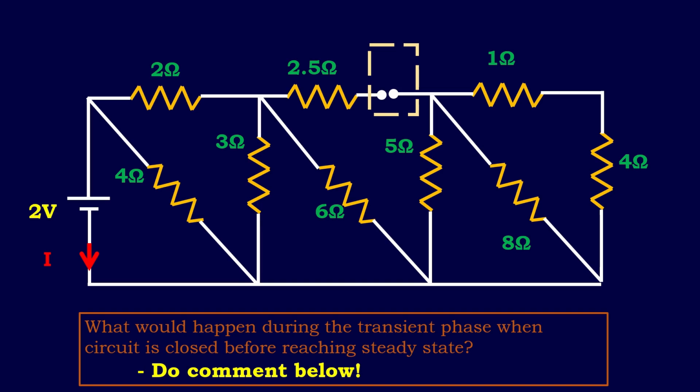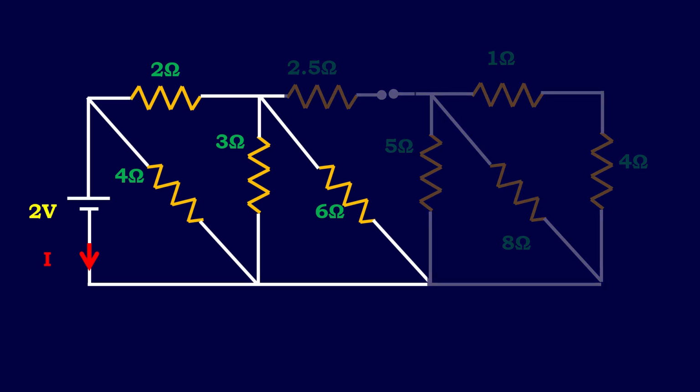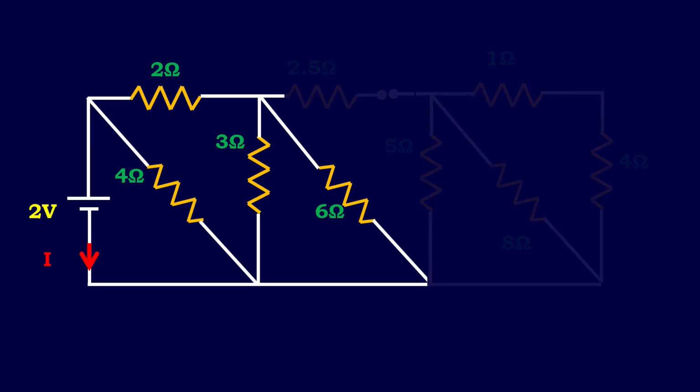Although for this problem, we will focus only on the steady-state behavior. Since the capacitor behaves as an open circuit in steady state, we can safely ignore the entire branch containing it, as no current flows through that path. This significantly simplifies the circuit, leaving us with the reduced network shown here.